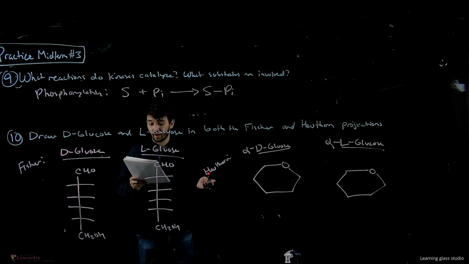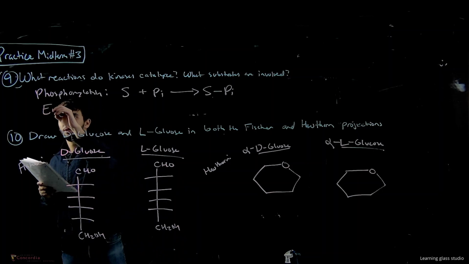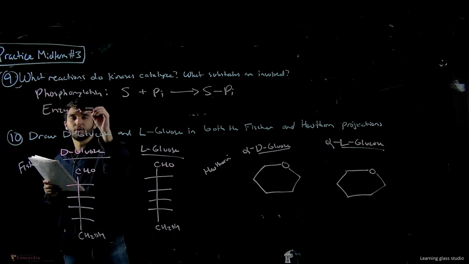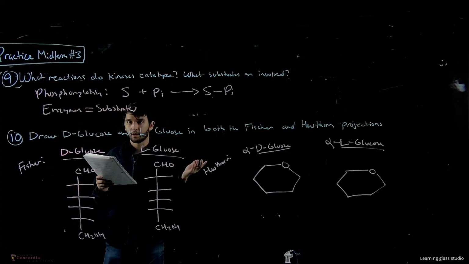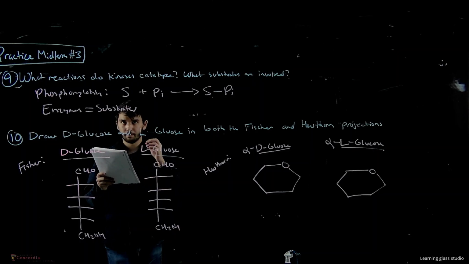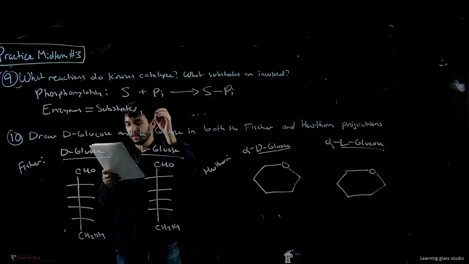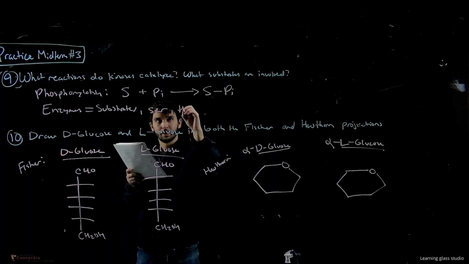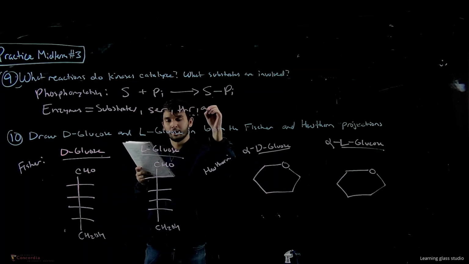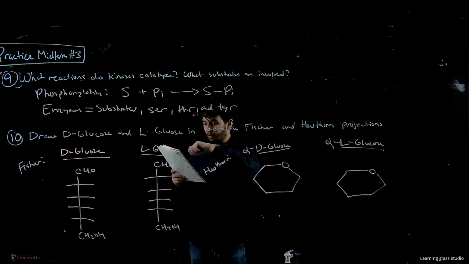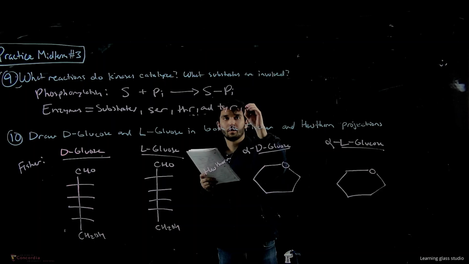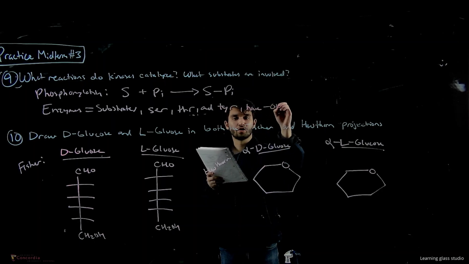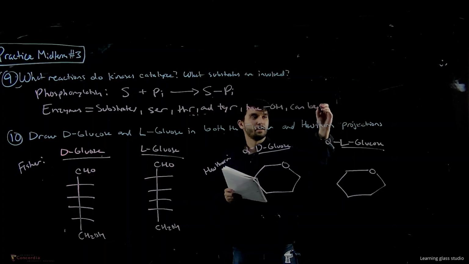Enzymes themselves can be a substrate of phosphorylation. Specifically, so enzymes can equal substrates. Not all the time. This can also happen to regular chemical substrates, right? So specifically, it is the serine, the threonine, and tyrosine subunits that can be phosphorylated because they have an OH. These all have OH, can be phosphorylated.